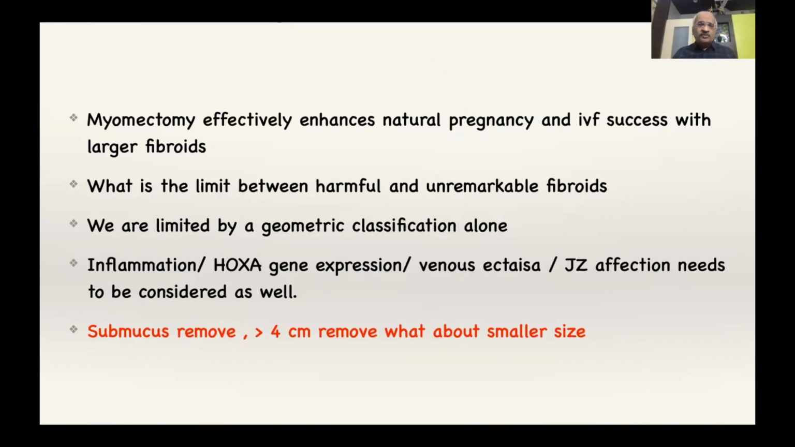But what about the general inflammation it causes in the endometrium and the uterus? What about the HOXA10, the homeobox gene expression that is decreased with the presence of a fibroid? There is venous ectasia. What do we mean by venous ectasia?